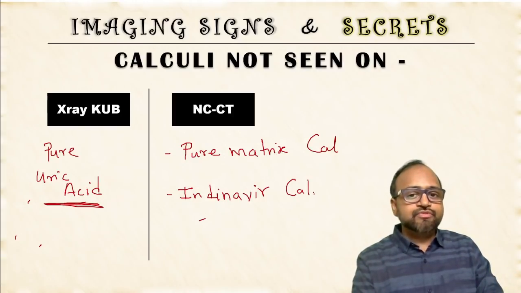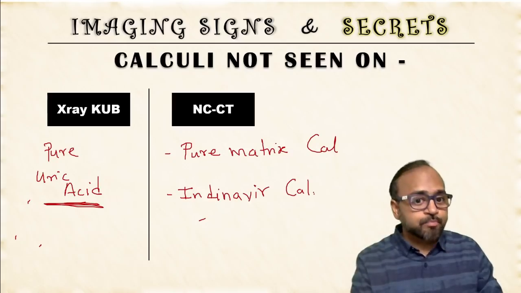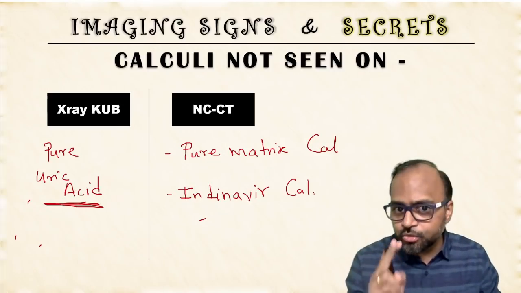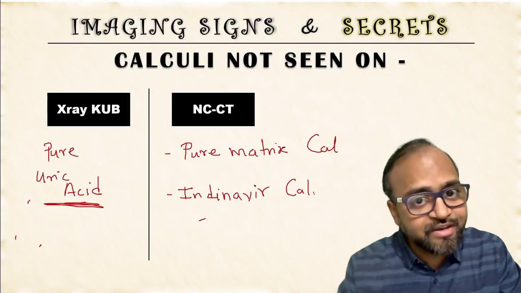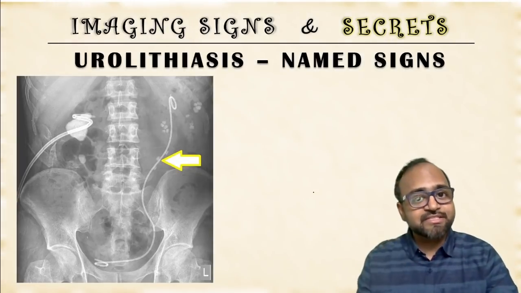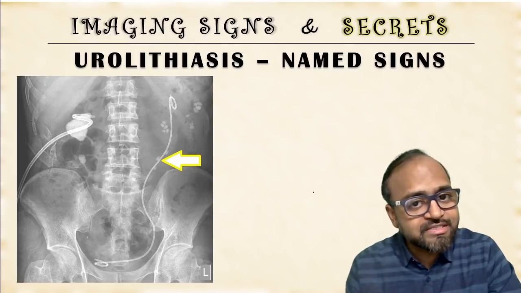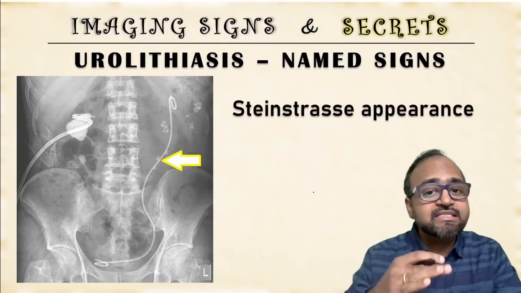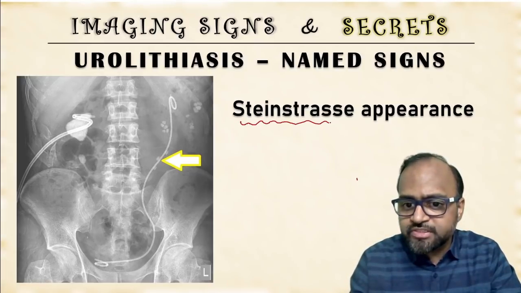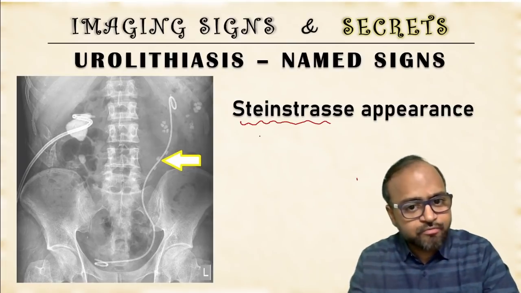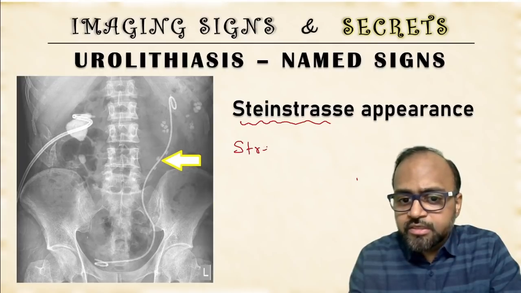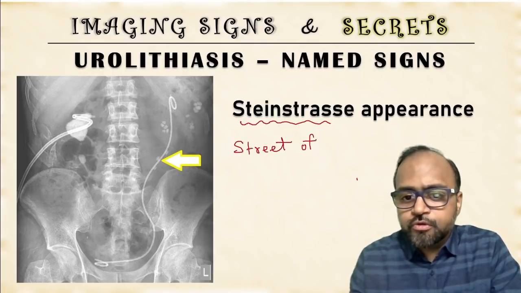So calculi which are not seen or radiolucent on an X-ray are usually pure uric acid calculi. They may sometimes be picked up on CT scan, but calculi which are never seen on a CT are two calculi: pure matrix calculi and indinavir calculi. Yes. Now, certain named signs related to urolithiasis. One such sign is what is called the Steinstrasse appearance. What is this Steinstrasse? Those of you who would have studied German in your 11th, 12th standard would probably know the meaning. Steinstrasse in German means a street formed of stones.